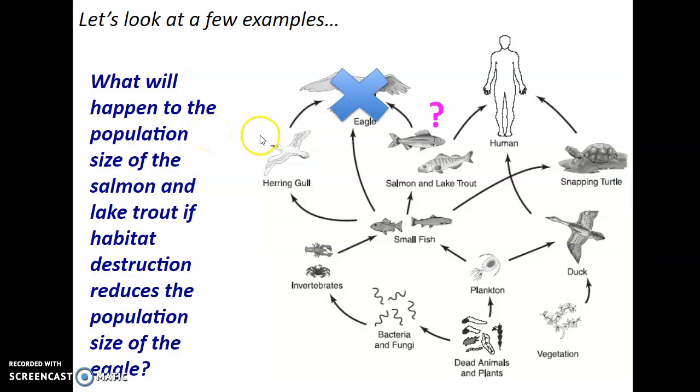So what do we think is going to happen to the salmon and lake trout if the eagle population is reduced? If you said the salmon and lake trout population would increase, you are correct. It's because there's nothing that's eating these things except for humans. So that would increase the population of salmon and lake trout.